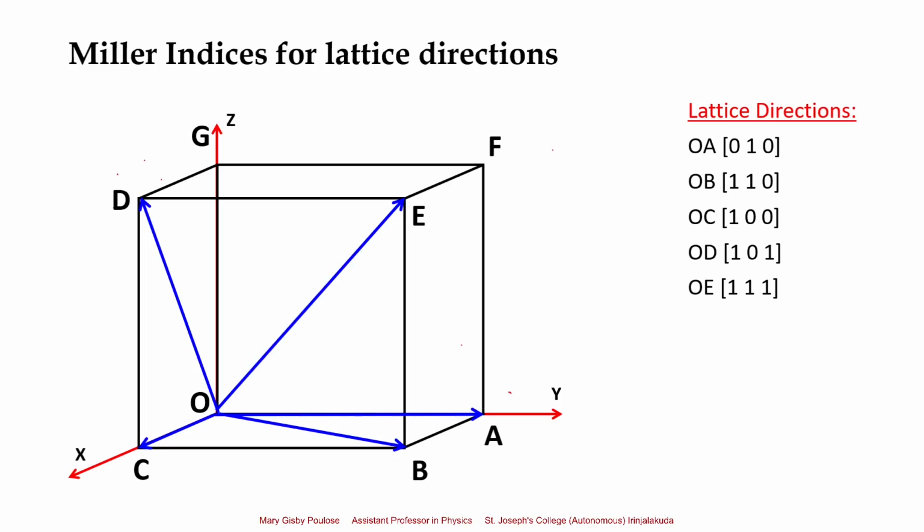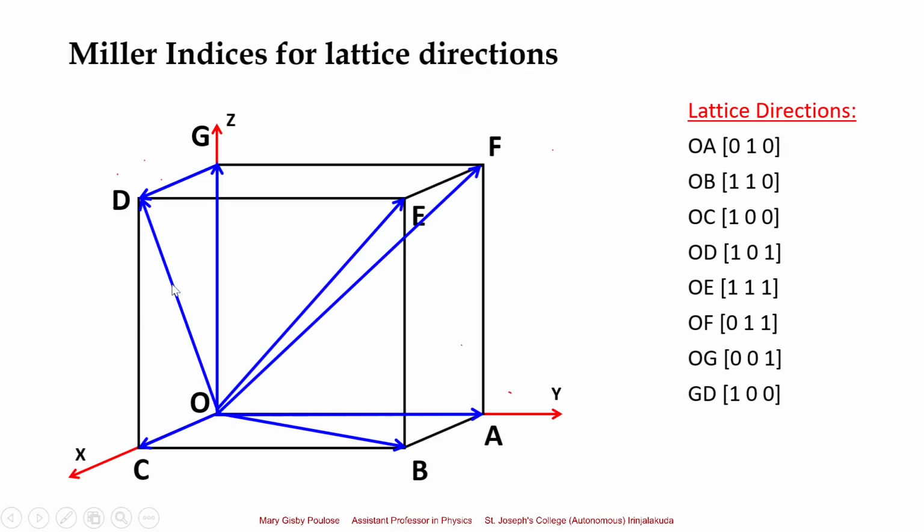Here, please note that all these orientations are emerging from the origin. OF will be [0, 1, 1]. OG will be [0, 0, 1]. GD will be [1, 0, 0].